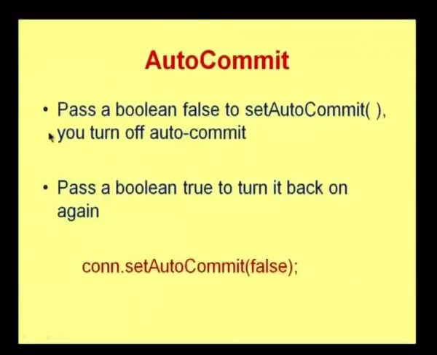So how do we turn auto commit off? You pass a boolean value to setAutoCommit. Whenever I pass the value false, it means my auto commit is off. By default it is turned on. After I set the auto commit option to false, I can turn it on again. By default it will be true and I can set it to false, and later on if I want to reset it back to true, that can also be done.